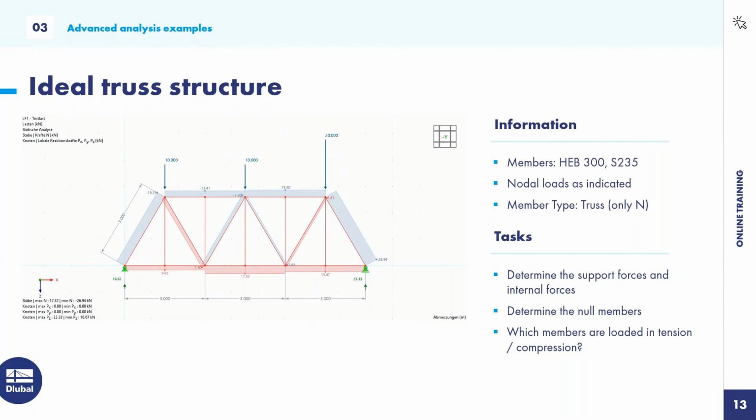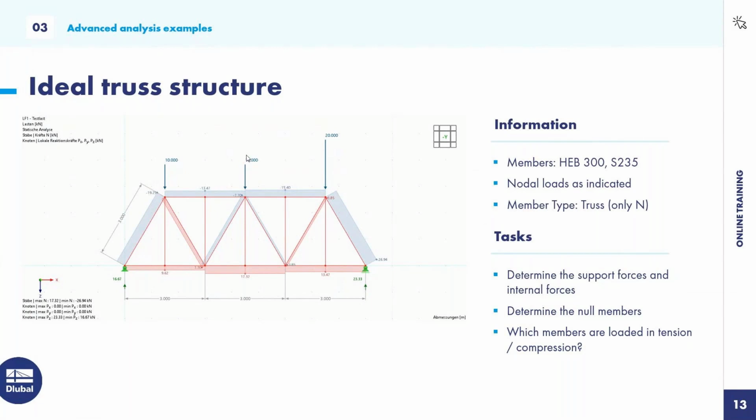We don't have any eccentricity in our connection of the members, so in reality, it is often the case that the system lines of the members, for example, in this node that I highlight here between the upper chord and the diagonals, they are not in line. Often it is not possible.